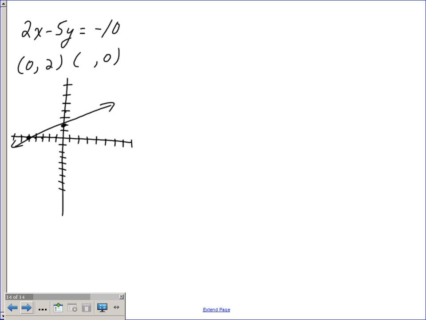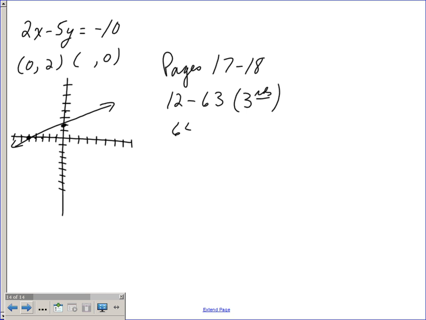All right, for your homework, what are you doing? Pages 17 through 18. Problems 12 through 63. Every third problem: 12, 15, 18, 21, 24. Also, we're going to do problems 64 and 65. And that will be your homework.